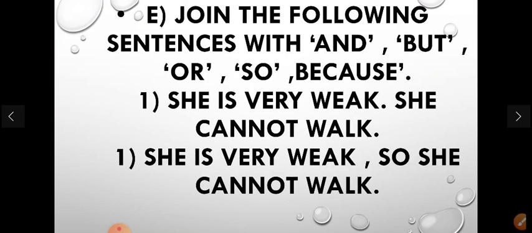Here we are giving the effect of the action, so we use the conjunction so here. She is very weak, so she cannot walk.